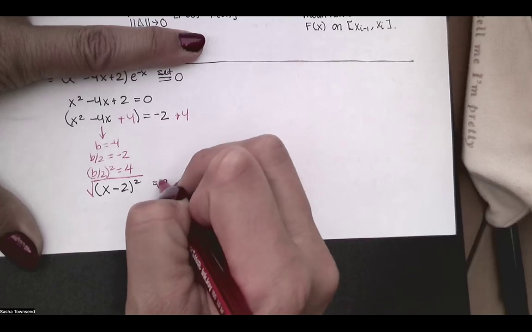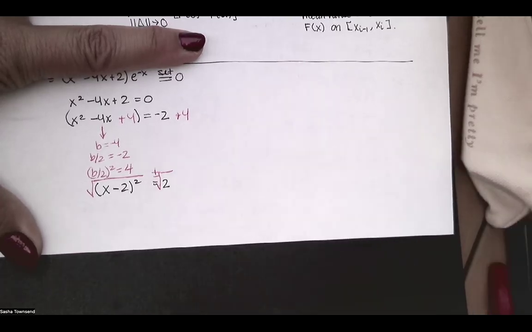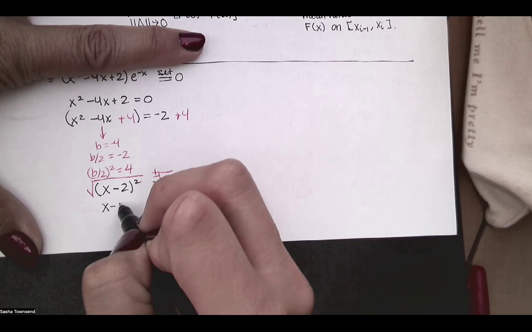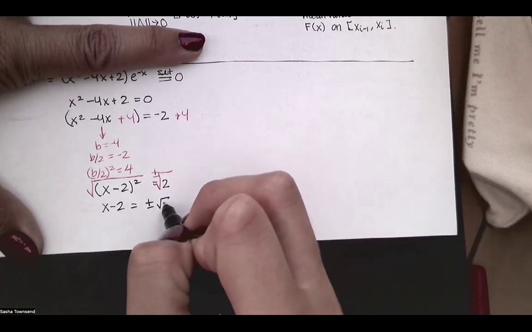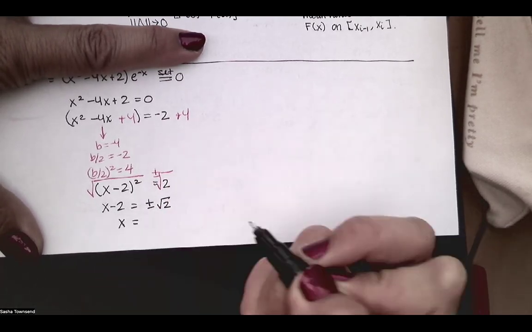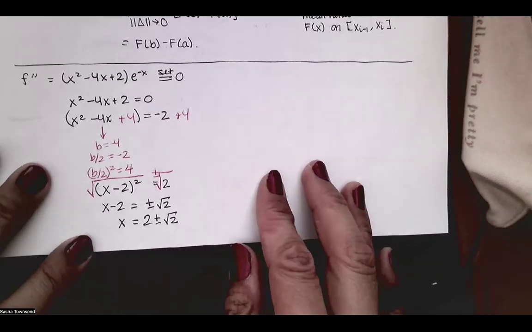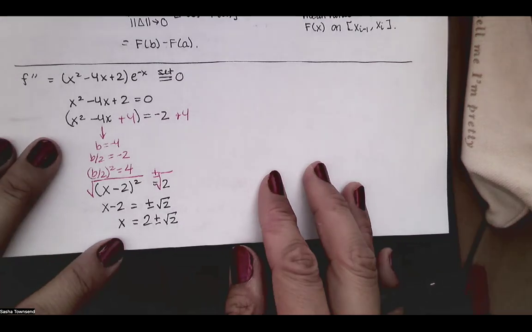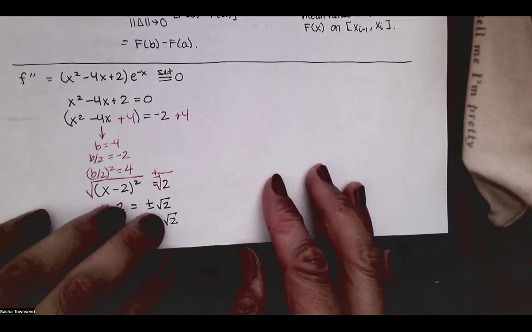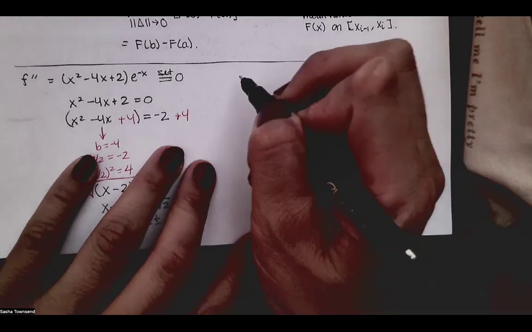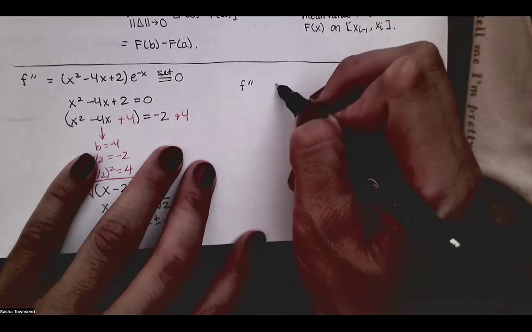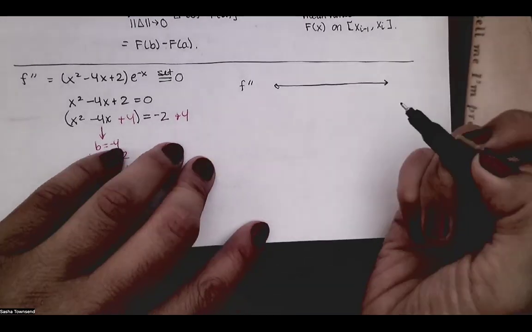So if I want to get x by itself, I take the square root of both sides. Don't forget the plus or minus on the right. So I have x minus 2 equals plus or minus square root of 2. And then if I want to solve for x, I add 2 to both sides. So I've got 2 plus the square root of 2 and 2 minus the square root of 2 as potential points of inflection.